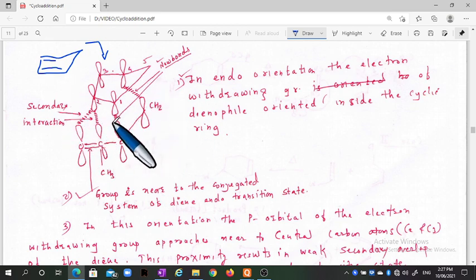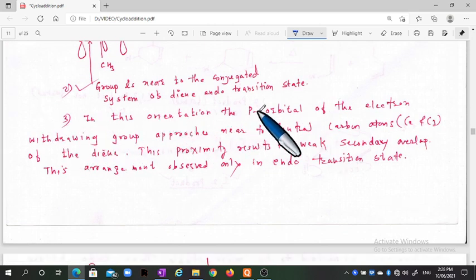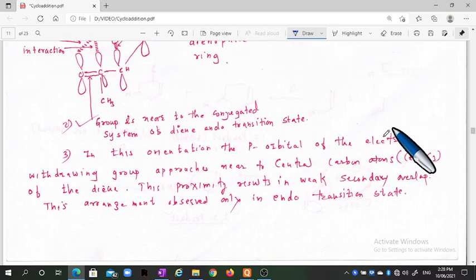Okay, this TS has got the stability. Here we have written the endo orientation: the electron withdrawing group of the dienophile is oriented inside the cyclic ring. This CO group is near the conjugated system of the diene in the endo transition state. In this orientation, the p orbital of the electron withdrawing group approaches near the central carbon atoms C2 and C3 of the diene. This proximity results in weak secondary overlap.